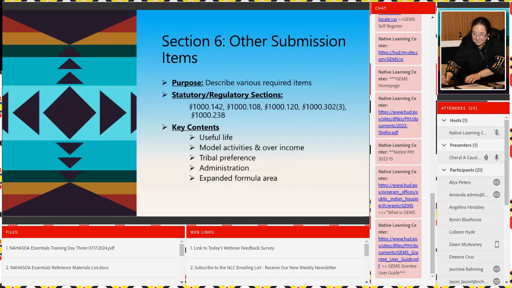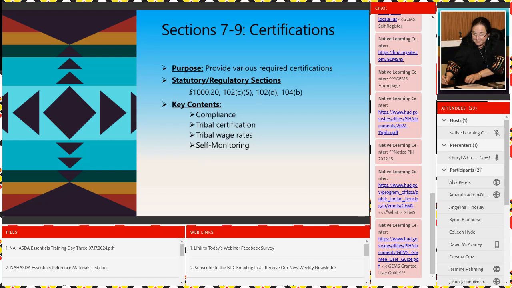And then your other submission items. Your useful life that I was just talking about. Model activities and over income. Tribal preferences. Administration. And if you have an expanded formula area, you have to prove where you're helping your tribal members that are not within your local formula area, okay? So the certifications, compliance, tribal certification, tribal wage rates, and self-monitoring.